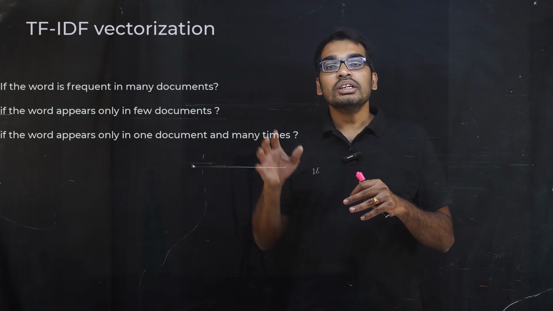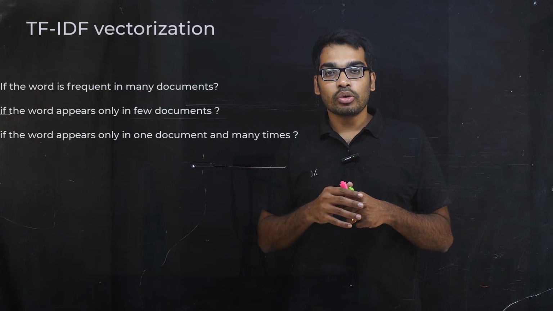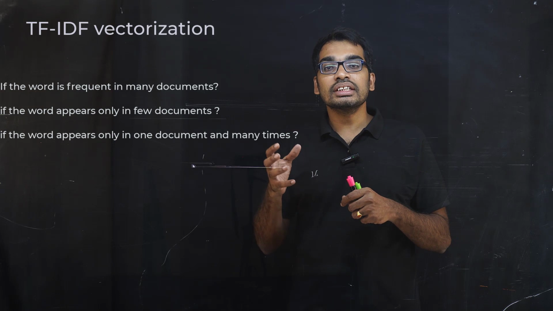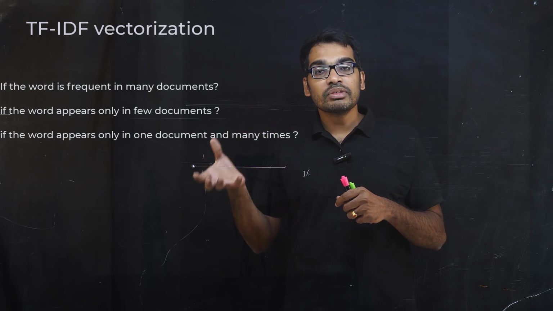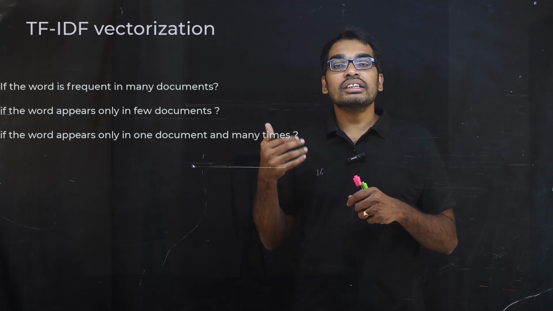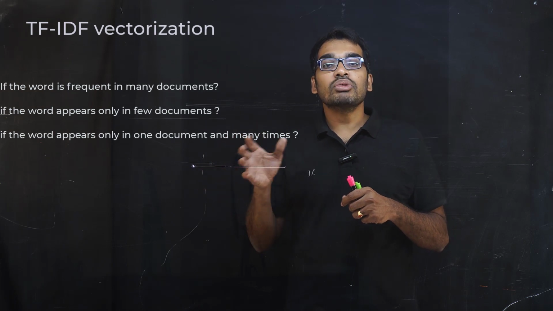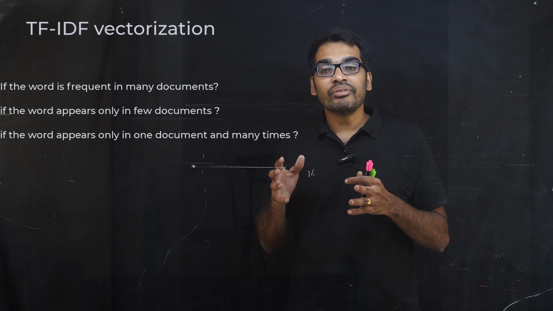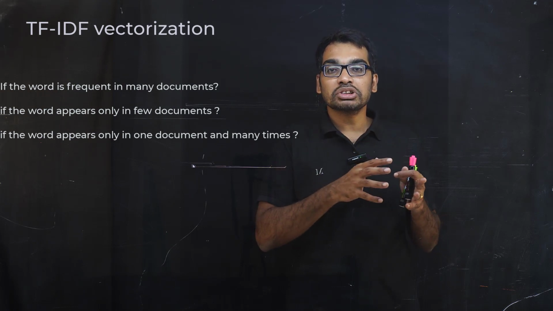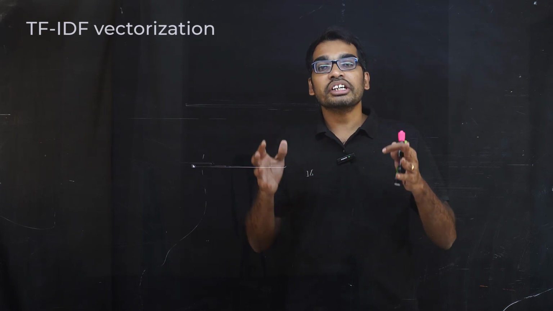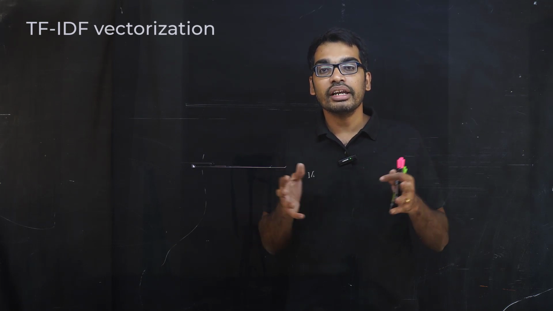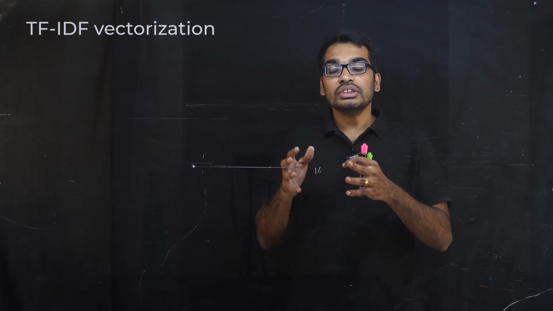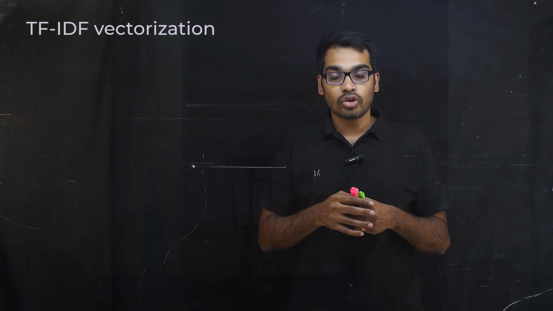To overcome that, we have term frequency and inverse document frequency. It captures how frequent or rare the word is, and depending on that we give a weightage to that word. This creates a vector in multidimensional space, which represents a little contextual information rather than just a frequency count. That is what term frequency and inverse document frequency is.